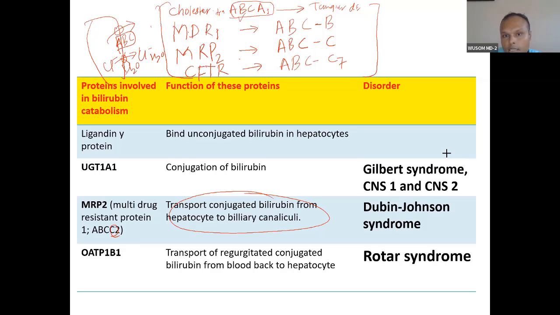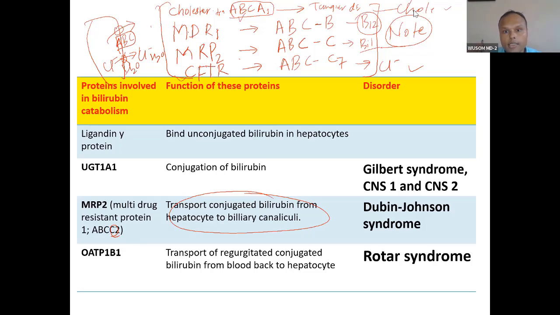Make this a note. We have studied four types of protein. Just remember: one is for vitamin B12, one is for cholesterol, one is for conjugated bilirubin, and this one is for chloride. This is very, very important. ABCA1 and all of these are important. Make a note and remember, these are all ATP binding cassette proteins, and all have the same function: throwing molecules outside the cell.